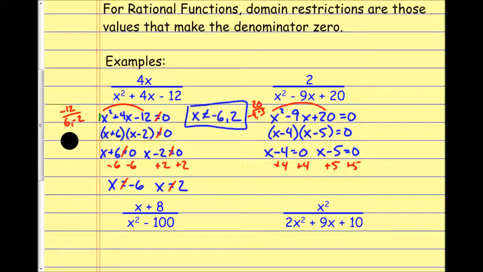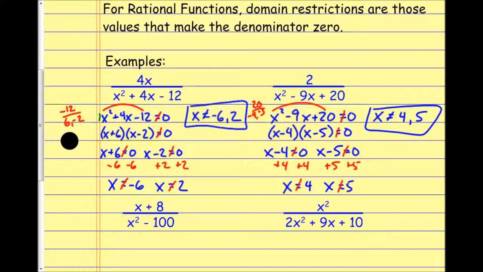So here I find out that x equals 4. Here I find out that x equals 5. But really, I'm finding out that x cannot equal these things. So for my domain restrictions, I say that x cannot equal a positive 4 or a positive 5. And that's it. All right?